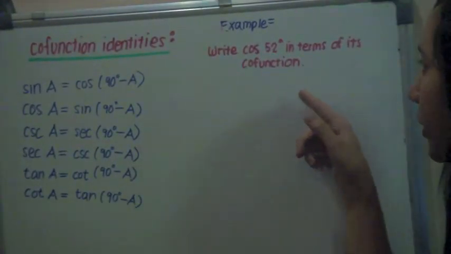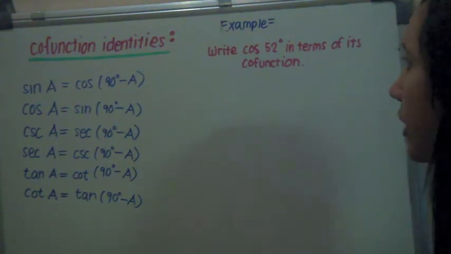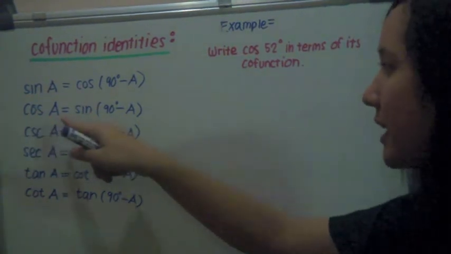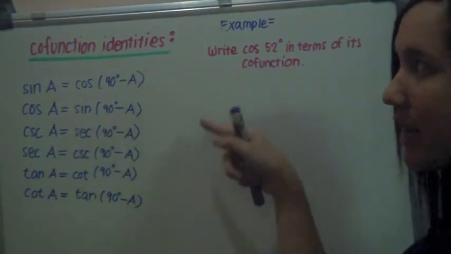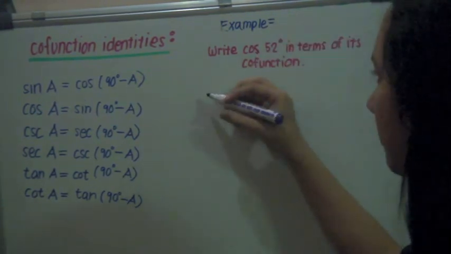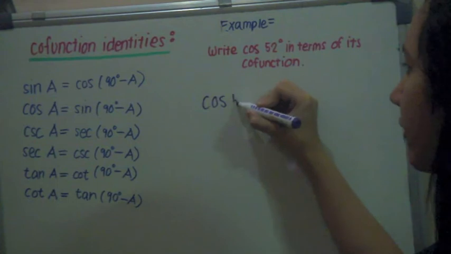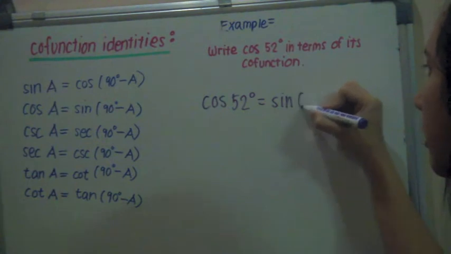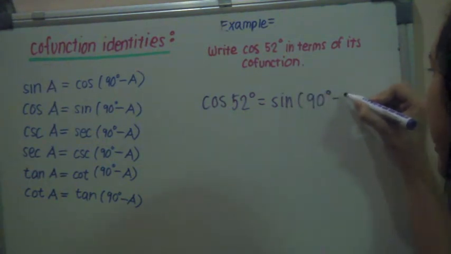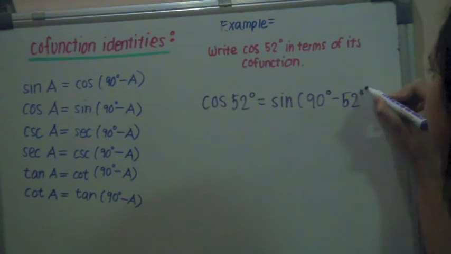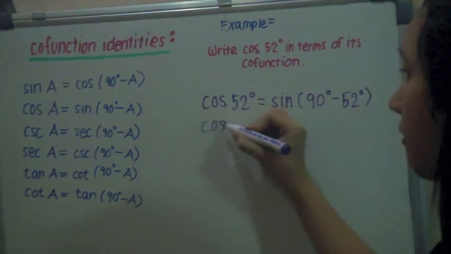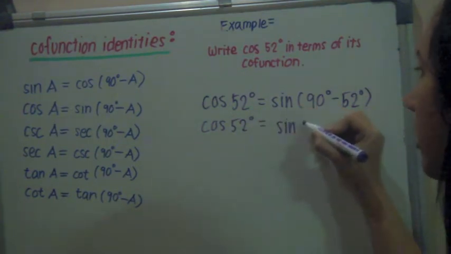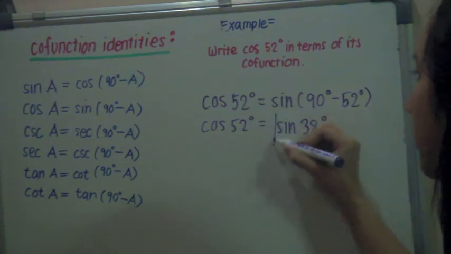Write cosine 52 degrees in terms of its cofunction. So since cosine and sine are cofunctions, then cosine A is equal to sine (90 degrees minus A). So we have cosine 52 degrees is equal to sine (90 degrees minus 52 degrees). So we get cosine 52 degrees is equal to sine 38 degrees.